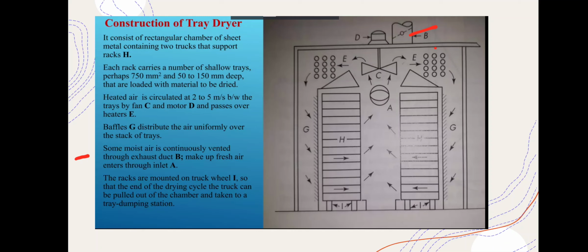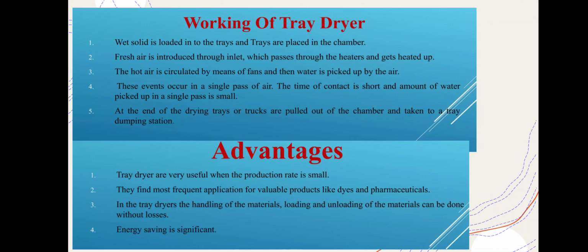Then the racks are mounted on a track wheel I. See, this is the track wheel I. The racks are mounted so that at the end of the drying cycle, the truck can be pulled out of the chamber and taken to the tray dumping station. Easily we can remove all of that.